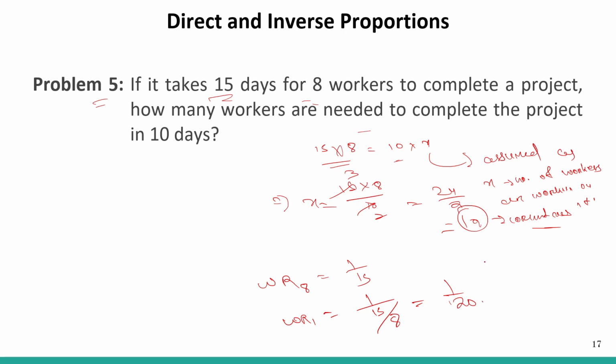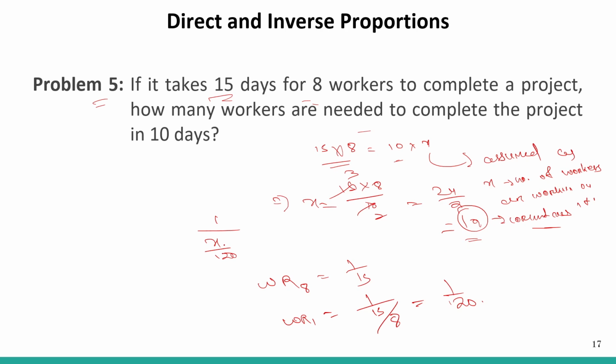So how many workers do we need to finish it in 10 days? Let X be the number of workers working on it. So X by 120. In the numerator we have the amount of task, that is 1. So this is what is covered in 10 days. In order to cover this in 10 days, we only need 12 workers.